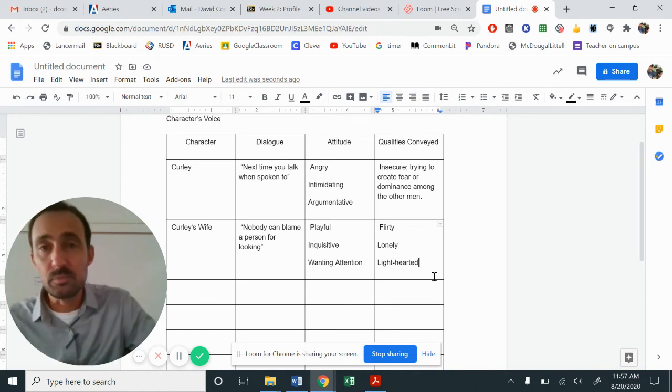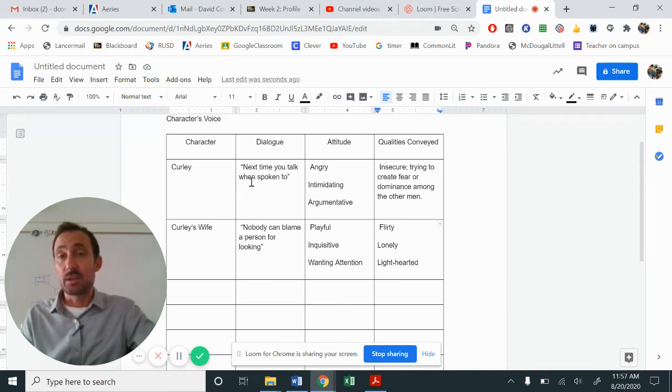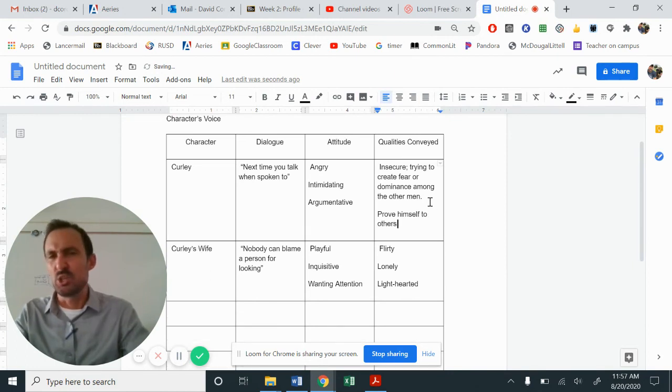Okay. Now, from this, you could tell a lot about the characters. You can tell that Curly is angry. He's irritated. He's argumentative right off the bat. Tells us that he's really insecure about himself, that he wants to fight. He wants to almost prove himself. Maybe I'll write that in there. Prove himself to others, like he could do it.